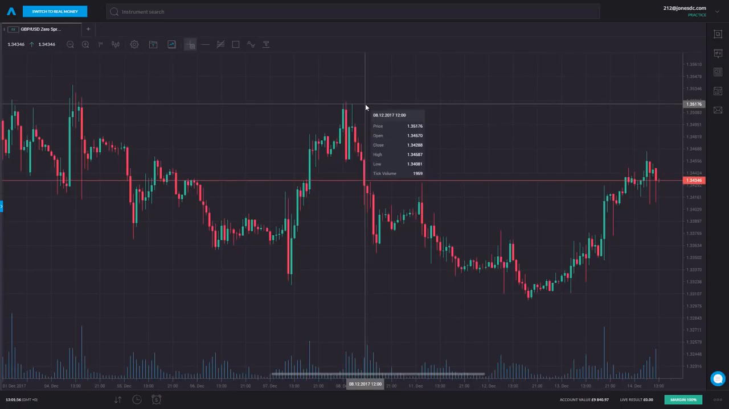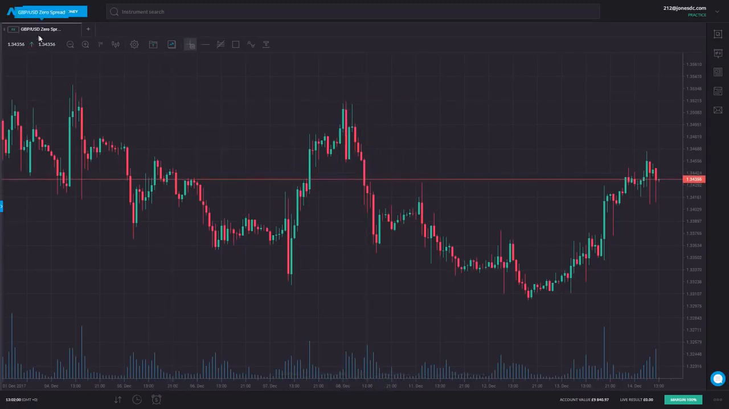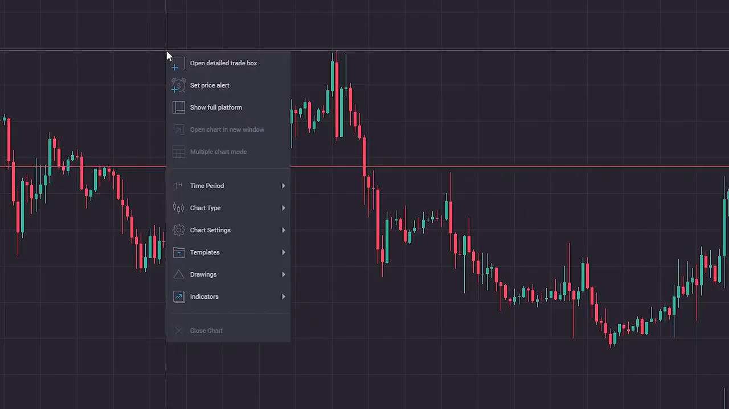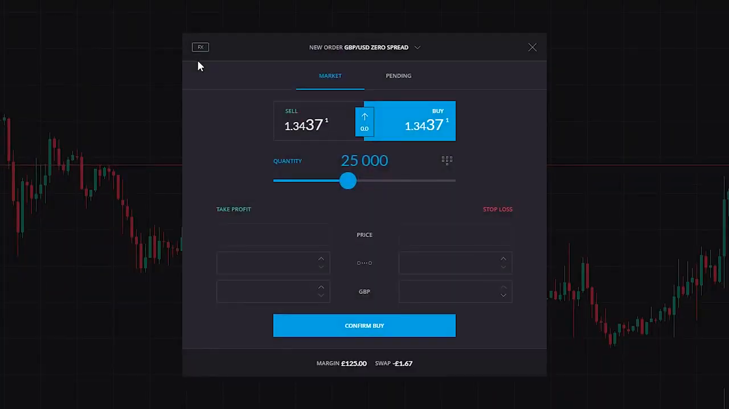So we're on the platform. Let's go step by step through a trade. We're going to do pound US dollar, zero spread. So the bid and the offer are the same. I'm going to right click on the screen and open up the detailed trade box. So the trade size I'm going to do is for 10,000. So I can either scroll up and down here, or I can just type it straight in, 10,000. Here we go. So I'm ready to trade.